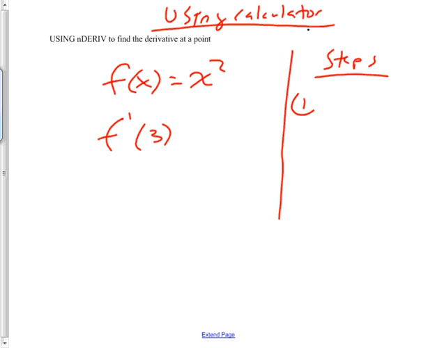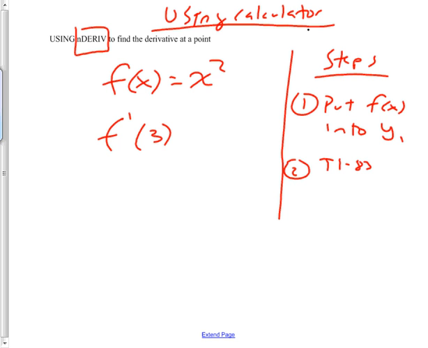So the steps, the first thing you do is put f of x into y1. And the next thing we're going to do is use a function on the calculator called nderiv, which calculates the derivative. So on your TI-84 or TI-83, and for some of you who have more sophisticated calculators, I can show you this at another time. The 89 or the Inspire can do this much faster, but we're using the 83 and the 84 right now.